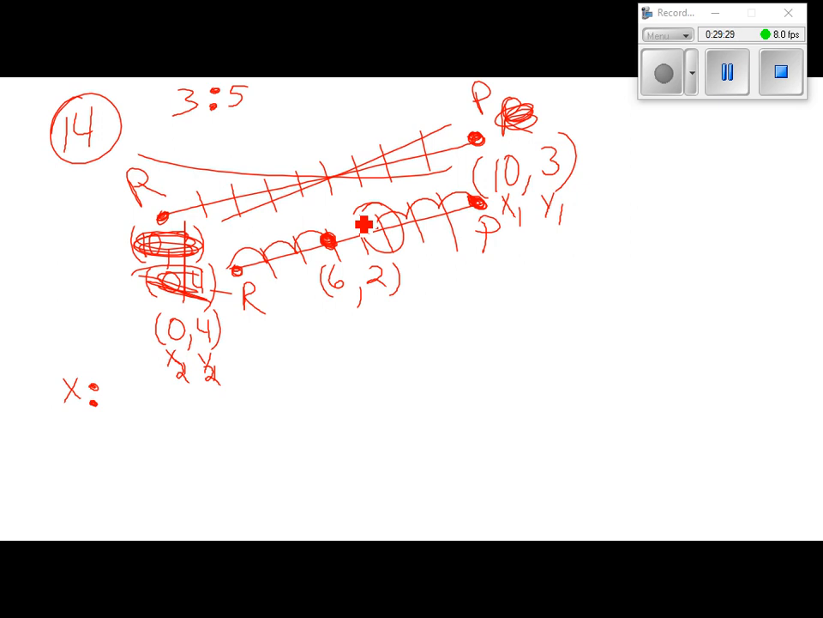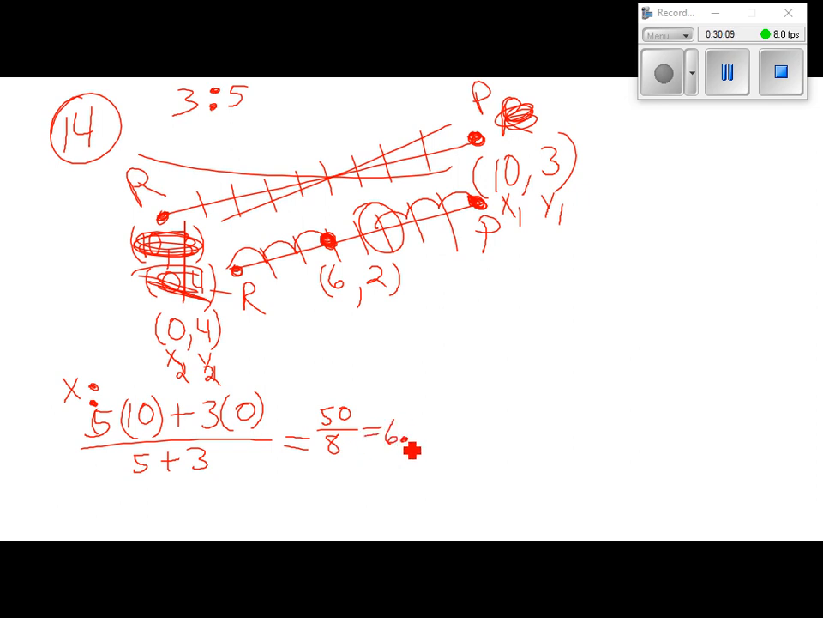So X1 is what? 10. Oh, I'm sorry, I forgot N. What's N? 5, plus M is 3. 3 times X2, 0, divided by M plus N, 5 plus 3. We do all this math: 5 times 10 is 50, plus 0 is 50, right? What's 50 divided by 8? 6 point what? 25?